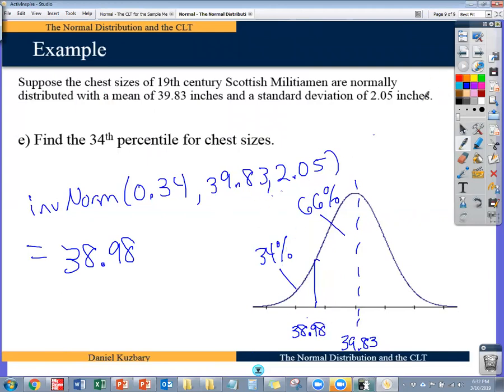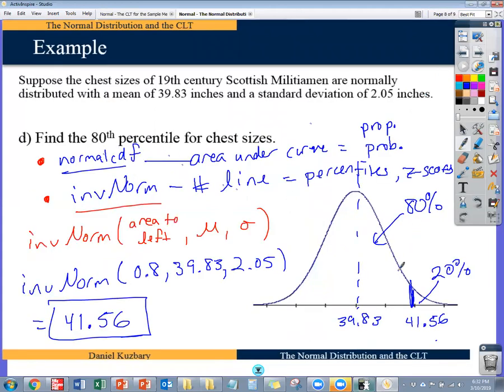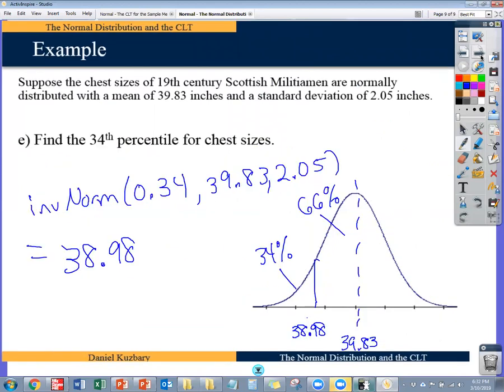There's two functions, and they work kind of in opposite ways. So the normal CDF will give you areas under the curve. Inverse norm will tell you things on the number line. And that should be enough to get you to do pretty much any normal distribution problem, including standard normal problems, which I didn't have an example of here.